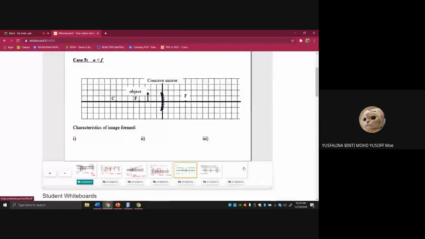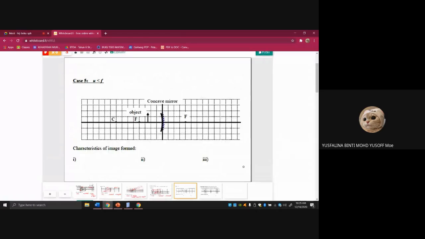Okay, so let's see how we want to draw it. The first one should be from here, and reflect back to F. Then the second one should be from C, pass through the head of the arrow here, and then make it longer until it intersects. So the image should be here.